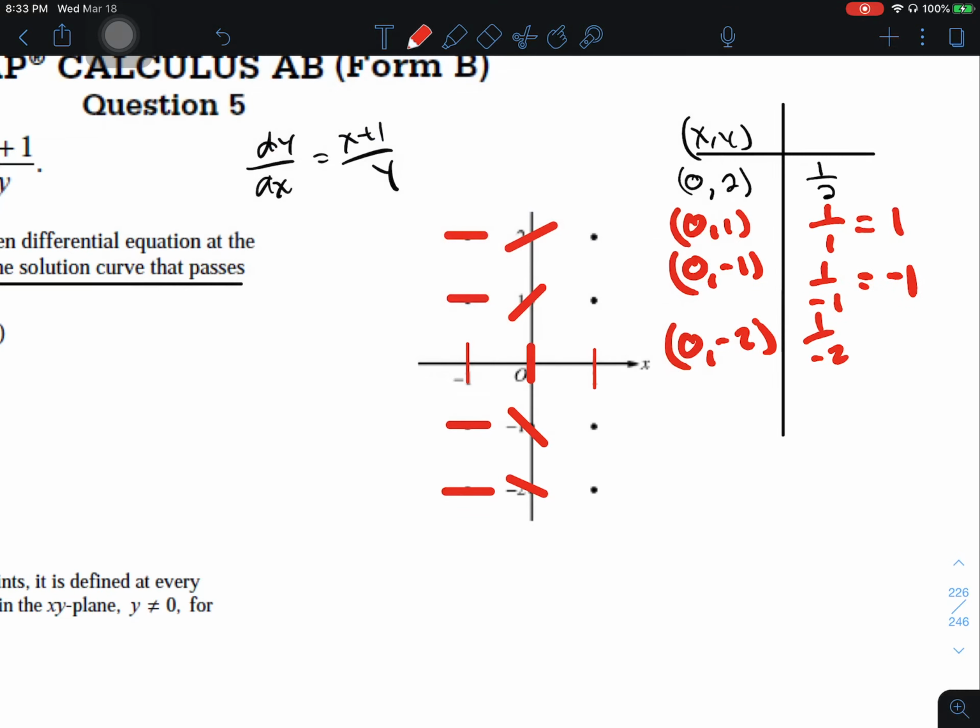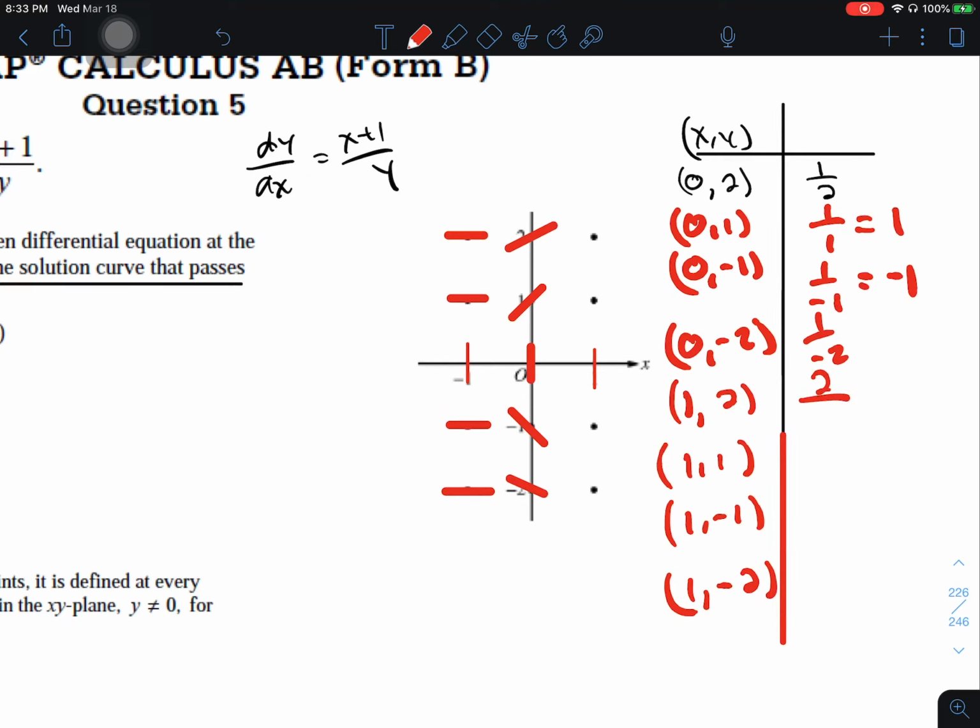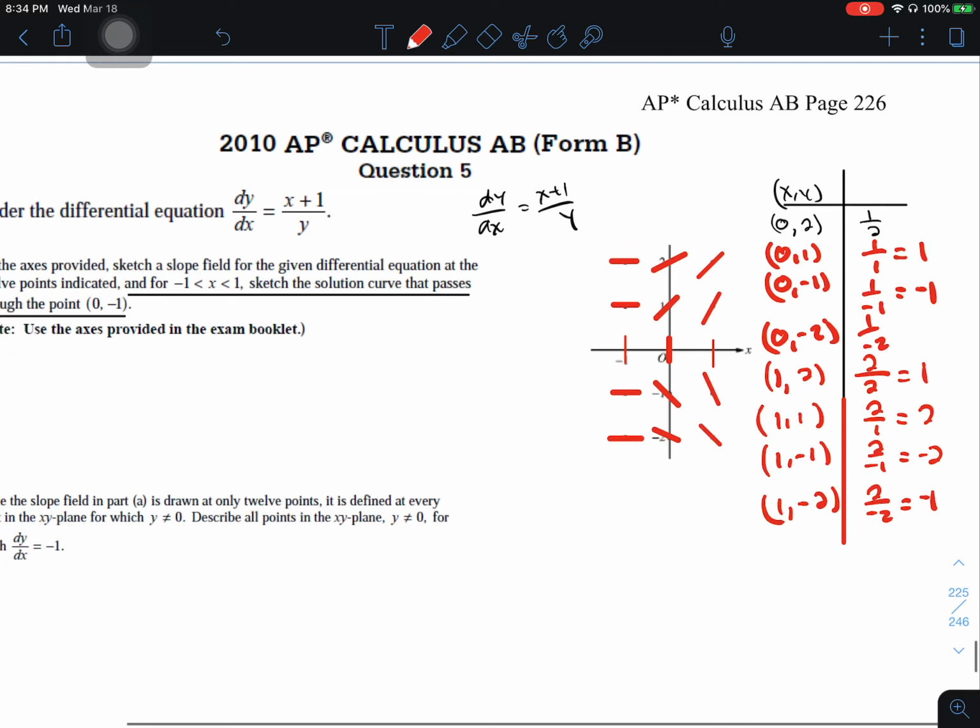Now let's do it whenever x is 1. So we got 1, 2, 1, 1, 1, -1, and 1, -2. So if x is 1, the numerator is going to be 2 each time. So 2 over 2 is 1. We're going to have 2 over 1, which is 2. 2 over -1 is -2. And 2 over -2 is -1. So here it's at -1. Here is -2. Here is +2. Here is +1. So we get 1 point.